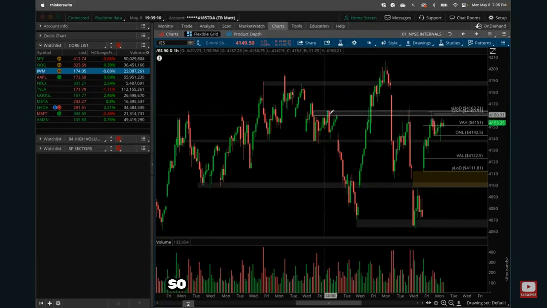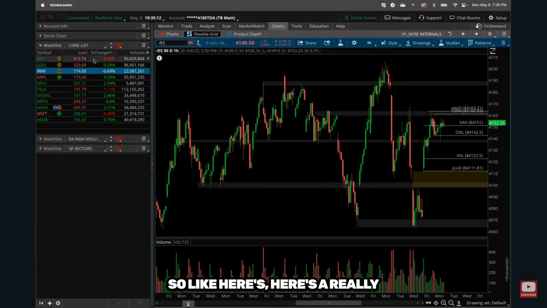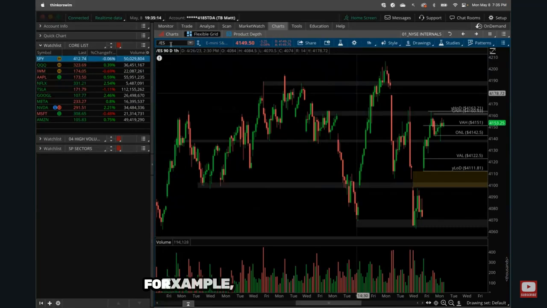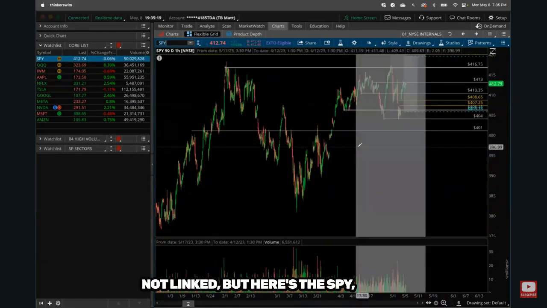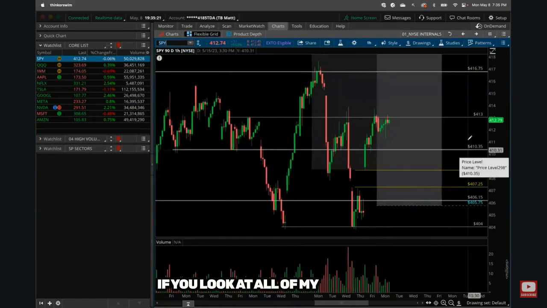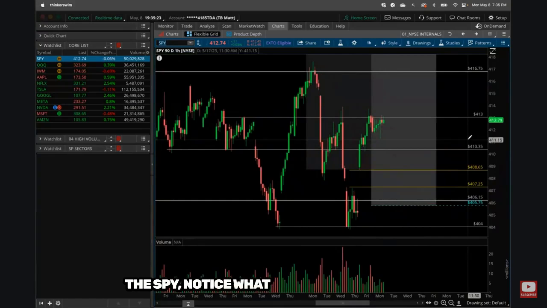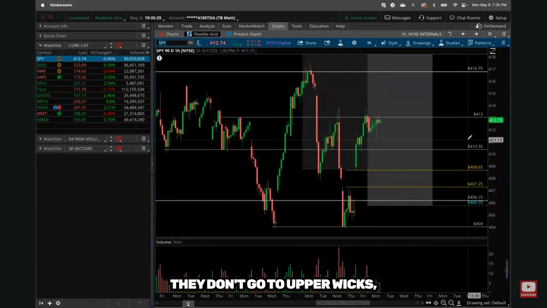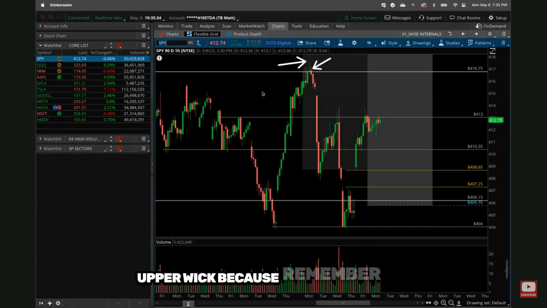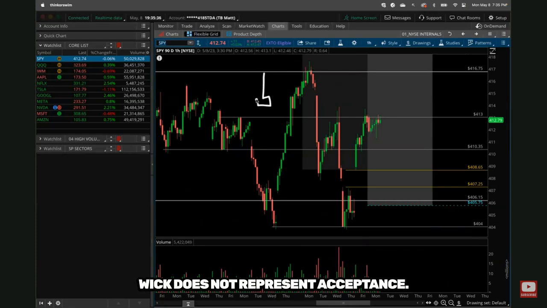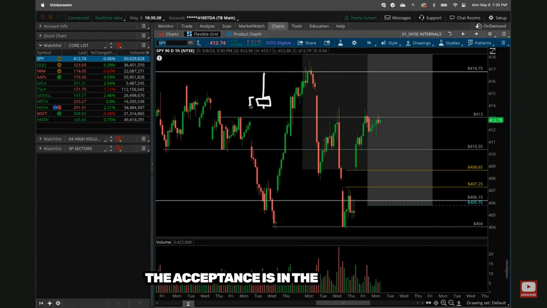So here's a really obvious example on the SPY. I've got to type that one in. Not linked, but here's the SPY, right? If you look at all of my levels on the SPY, notice what they all go through. They don't go to upper wicks. They don't go to lower wicks. They go right through opens and closes of hourly candles, right? This up here, you don't want to cherry pick that upper wick because remember that an upper wick does not represent acceptance. The acceptance is in the body of the candle. All right, this is a test.